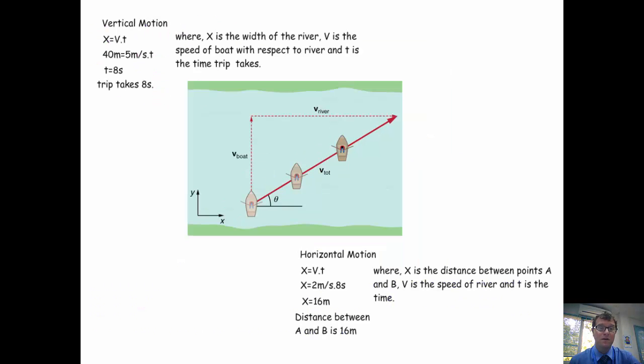First of all, we know that the vertical motion is 5 meters per second, and it's going to cover 40 meters. So x is the width of the river, and v is the speed of the boat with respect to the river. That means it's going to take 8 seconds to get from one side to the other. Now this is useful information, because x is the distance between the points A and B, and the speed of the river is now v, which is 2 meters per second, times 8 seconds. So that means we're going to go 16 meters, and that's the distance between A and B. So that's some examples of those.